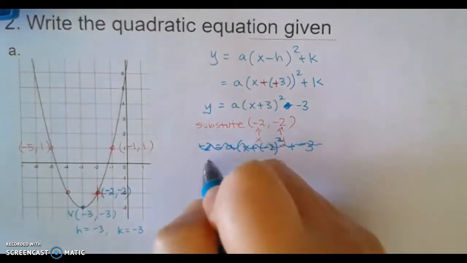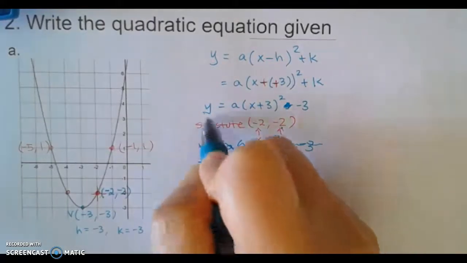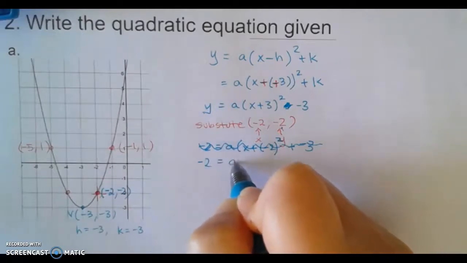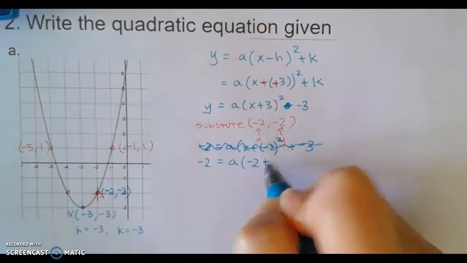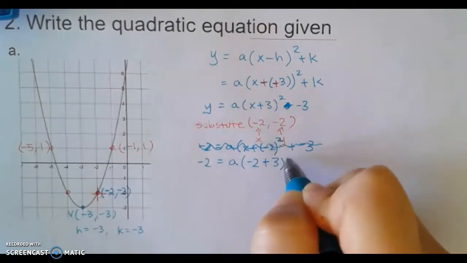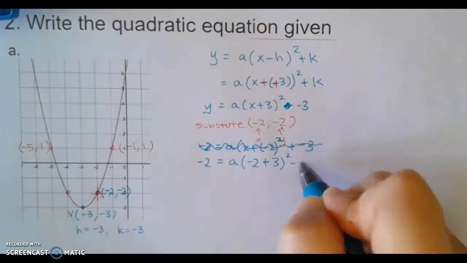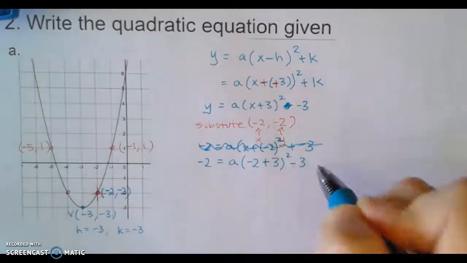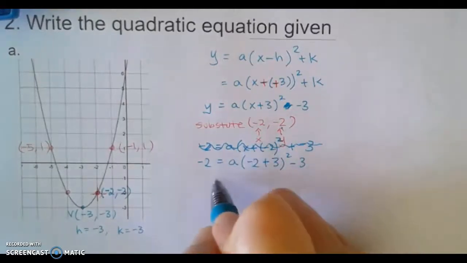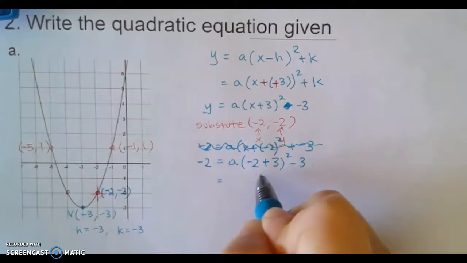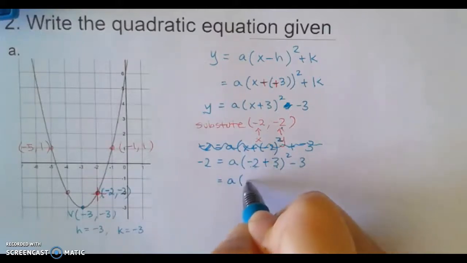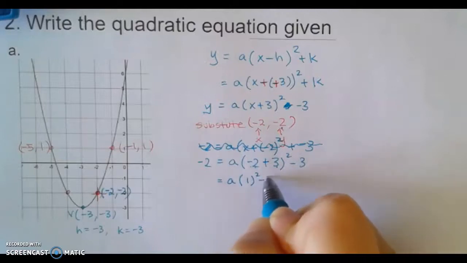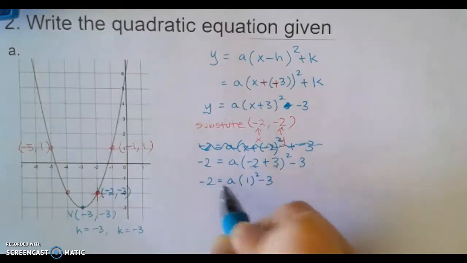So negative 2 is my y value, so I'm going to substitute negative 2 here. A we still don't know. X, we're going to put negative 2 as my x, and then plus 3 from the equation. And then minus 3 is what we have from here. Okay, then from here, the right hand side simplifies to a times, what's negative 2 plus 3? That's 1 squared minus 3. Negative 2 is equal to that.